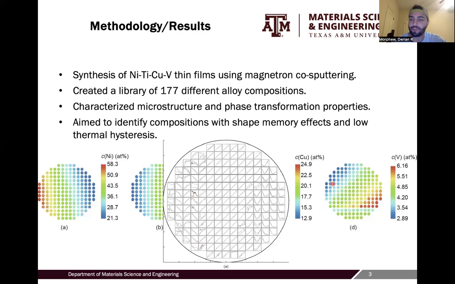And so what they were trying to do is identify compositions that not only show the shape memory effect that I talked about, but also show low thermal hysteresis, because the second fact is what's important for applications such as elastocaloric cooling. It's very important to have a low thermal hysteresis, and of course you must have a shape memory effect as well.